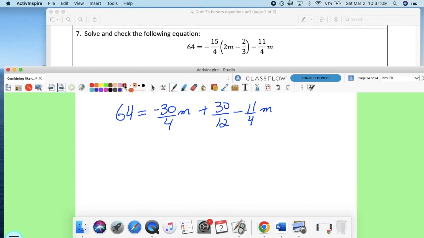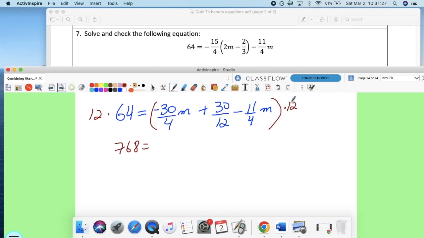I am going to clear. I'm going to get rid of my denominators by multiplying everything. The LCM is 12, so I'm going to take the left side, multiply by 12, and then this guy, I'm going to also multiply by 12. 64 times 12 is 768.